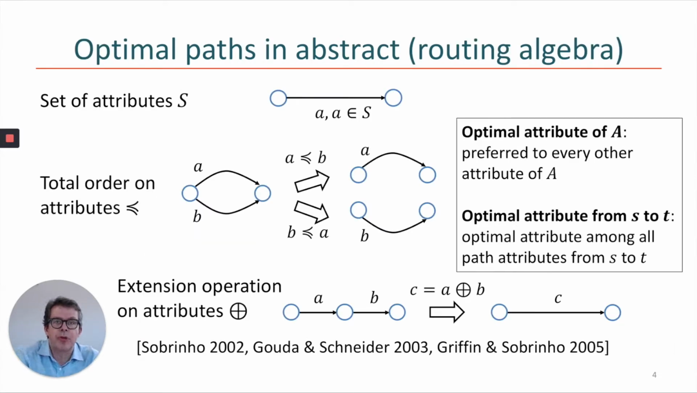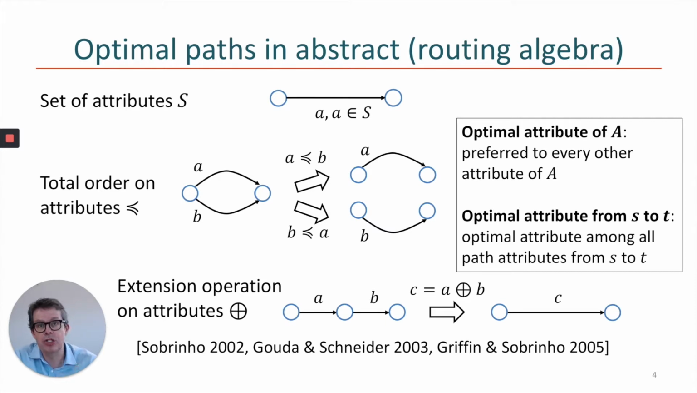A routing algebra provides a unified treatment of optimal paths, abstracting away the specificity of performance metrics. It consists of a set of attributes, a total order on attributes, and an extension operation on attributes. Attributes represent arbitrary performance metrics. The total order on attributes defines an optimality criterion. The optimal attribute of a set is the most preferred attribute of the set. And the optimal attribute from a source to a destination in a network is the optimal attribute among all path attributes from source to destination.